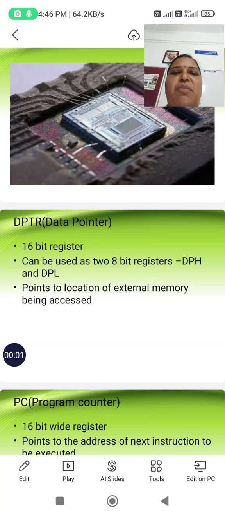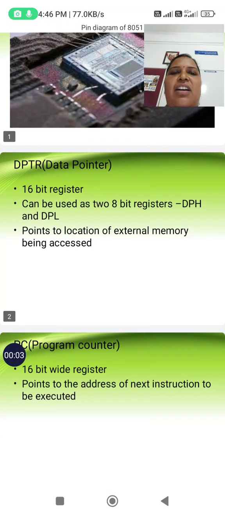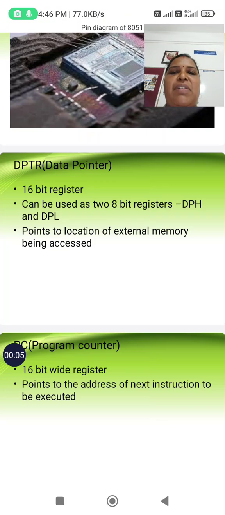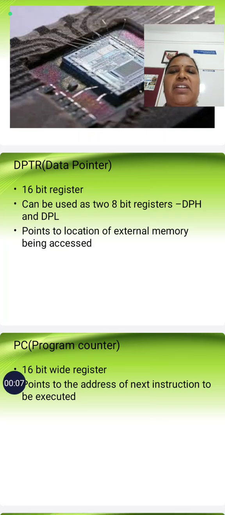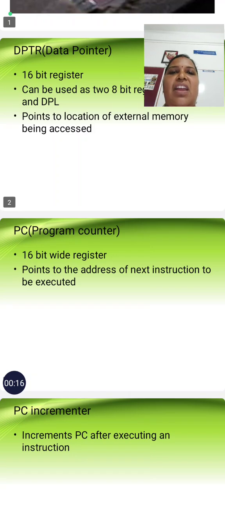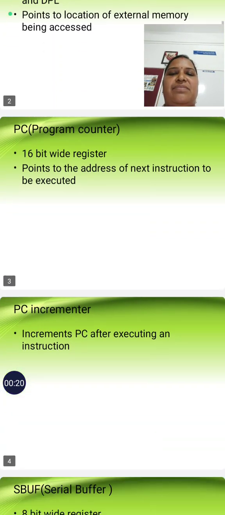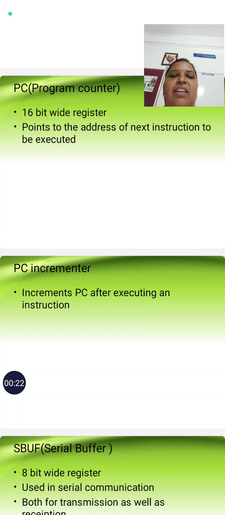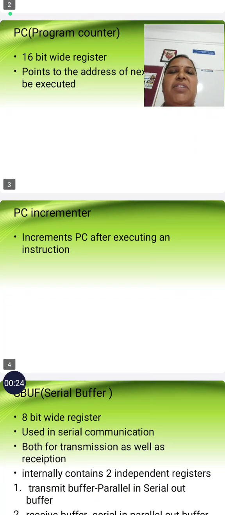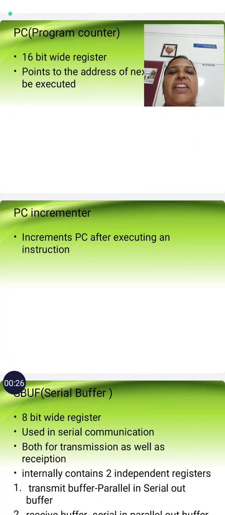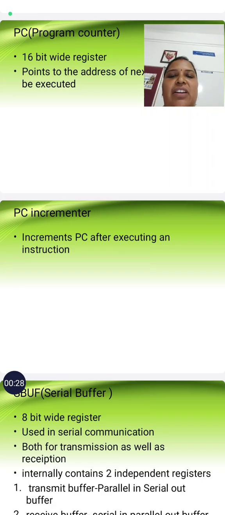This is the pin diagram of 8051. In the pin diagram of 8051, it is having the DPTR. The DPTR is a 16-bit register. It is used to hold two 8-bit registers, DPH and DPL, and the program counter register is 16 bits wide. Then the PC incrementer is used to give the next address which is to be executed.